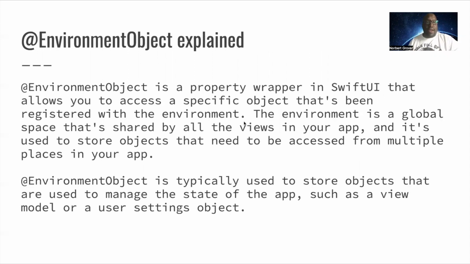Okay, and EnvironmentObject. An EnvironmentObject is a property wrapper in SwiftUI that allows you to access a specific object that's been registered with the environment. The environment is a global space that's shared by all views in your app, and it's used to store objects that need to be accessed from multiple places in your app. EnvironmentObject is typically used to store objects that are used to manage the state of the app, such as a view model or user settings object.